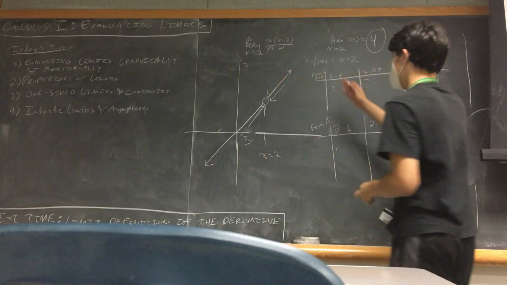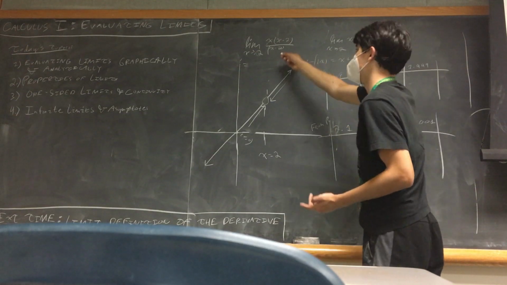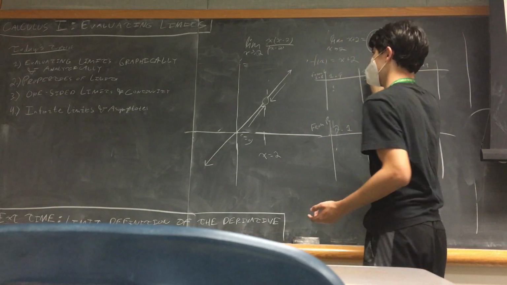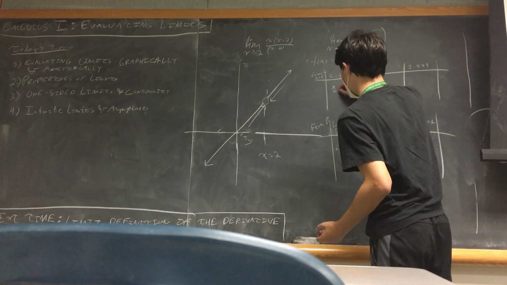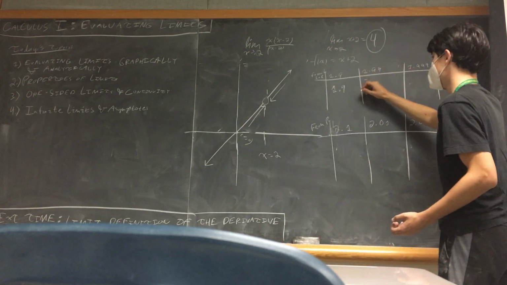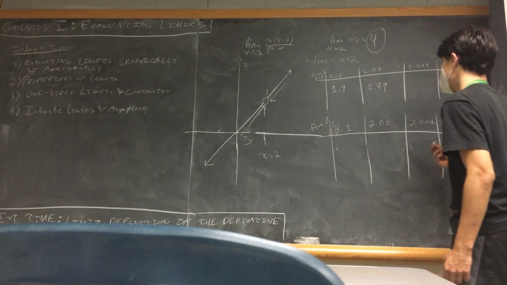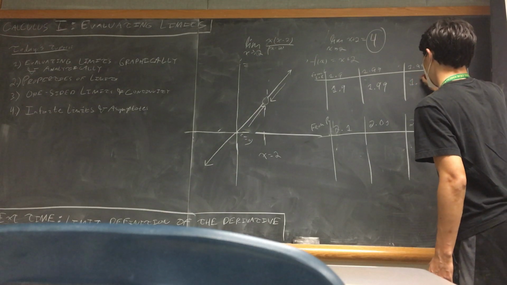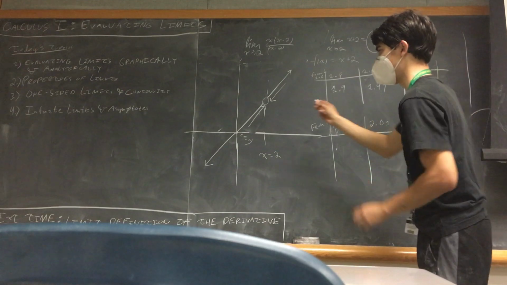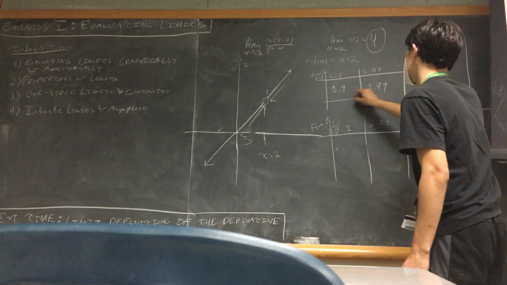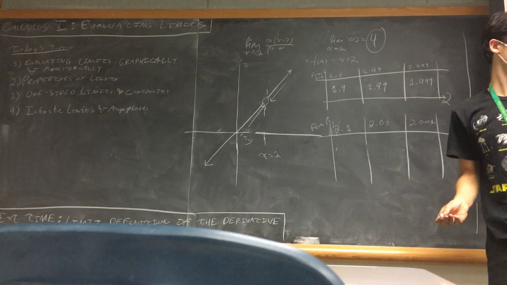So let's plug in our values. At 1.9, we get 1.9 times 1.9 minus 2 divided by 1.9 minus 2. Those cancel. We get x equals 1.9. At 1.99, we get 1.99. And at 1.999, we get 1.999. So the graph from the left looks like it's getting closer and closer to 2.